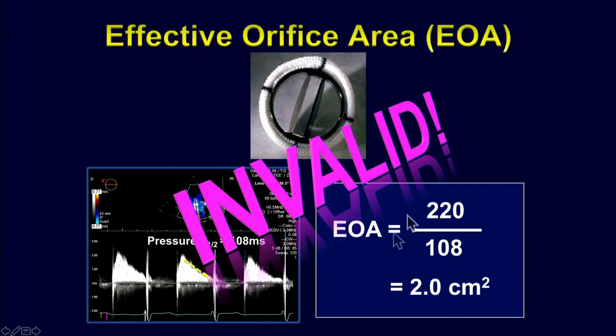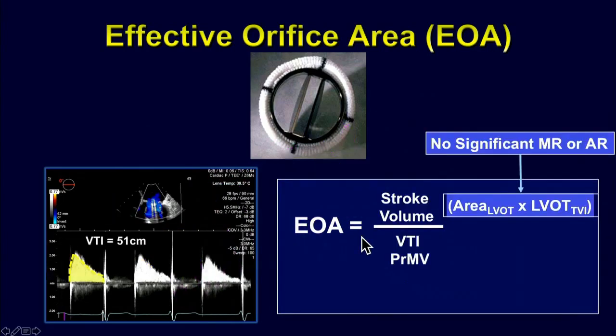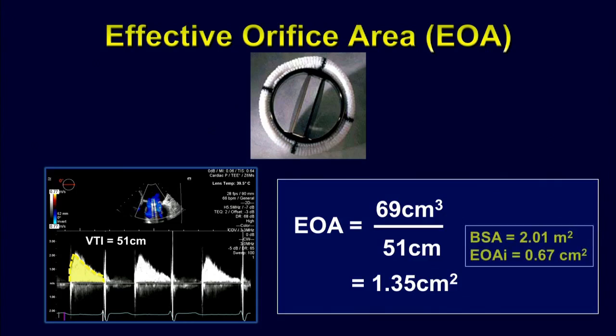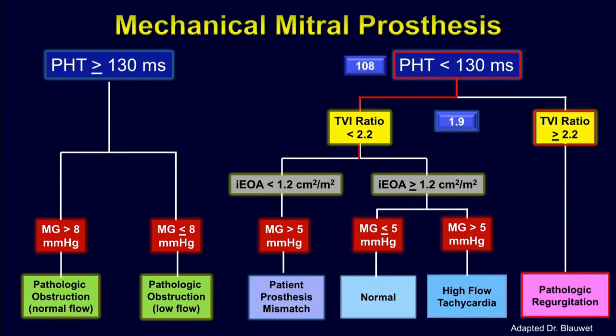So if we want to calculate the effective orifice area in a mitral prosthesis, we need to do this by continuity. We need the stroke volume as the numerator, which is the area of the LVOT times the LVOT TVI, as long as there's no significant MR and AR, and then divide it by the TVI through the prosthetic mitral valve. And here we would get a valve area of 1.35 square centimeters. If we index that to body surface area, this gives us a valve area index of 0.67 centimeters squared per meter squared. So if we go down this algorithm, we can see that this patient would have prosthesis-patient mismatch.